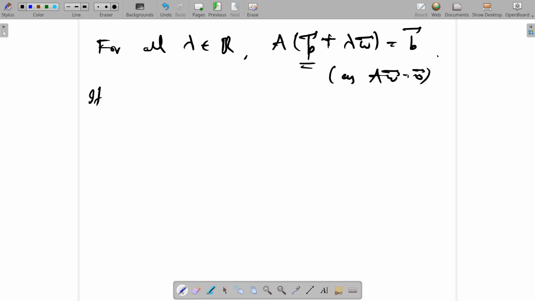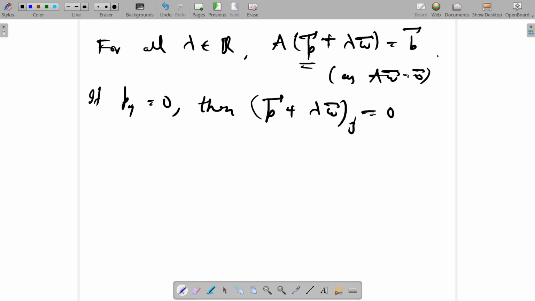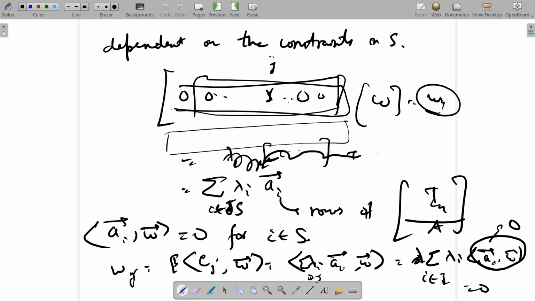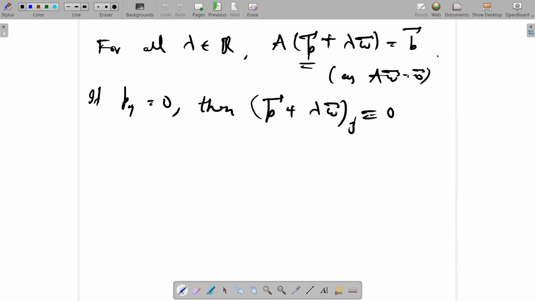Okay, that will be what we do next. But right now, if Pj is 0, what have we concluded? Then P plus lambda W of j is also 0. Why so? That's because Wj is 0. That's precisely the claim. If Pj is 0, then Wj is 0, period. No matter what index j you choose, it doesn't have to be from within S. So clearly, because of that, whenever Pj is 0 and you're perturbing this, we always have this extra constraint that the jth coordinate is 0.